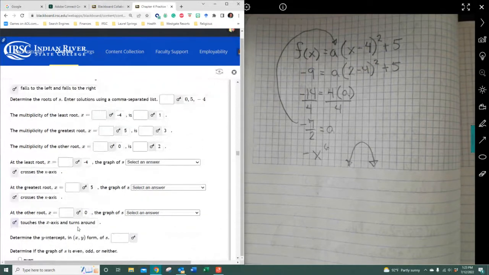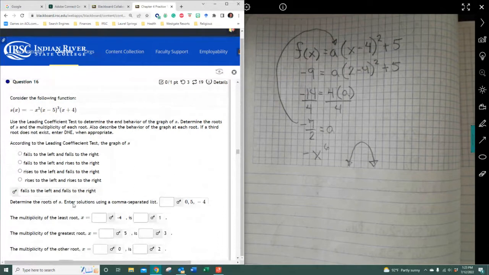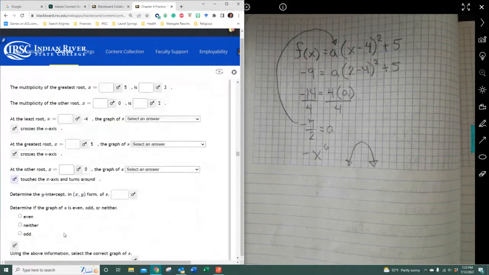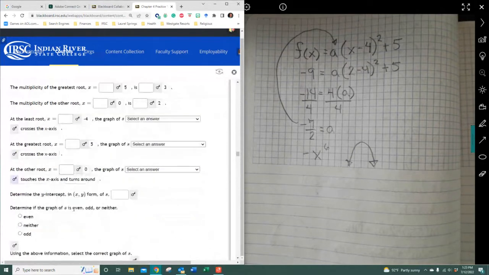Now determine the y-intercept. You allow x equals 0, and you determine the y value. So you plug in, and the y-intercept is going to be (0, 0).